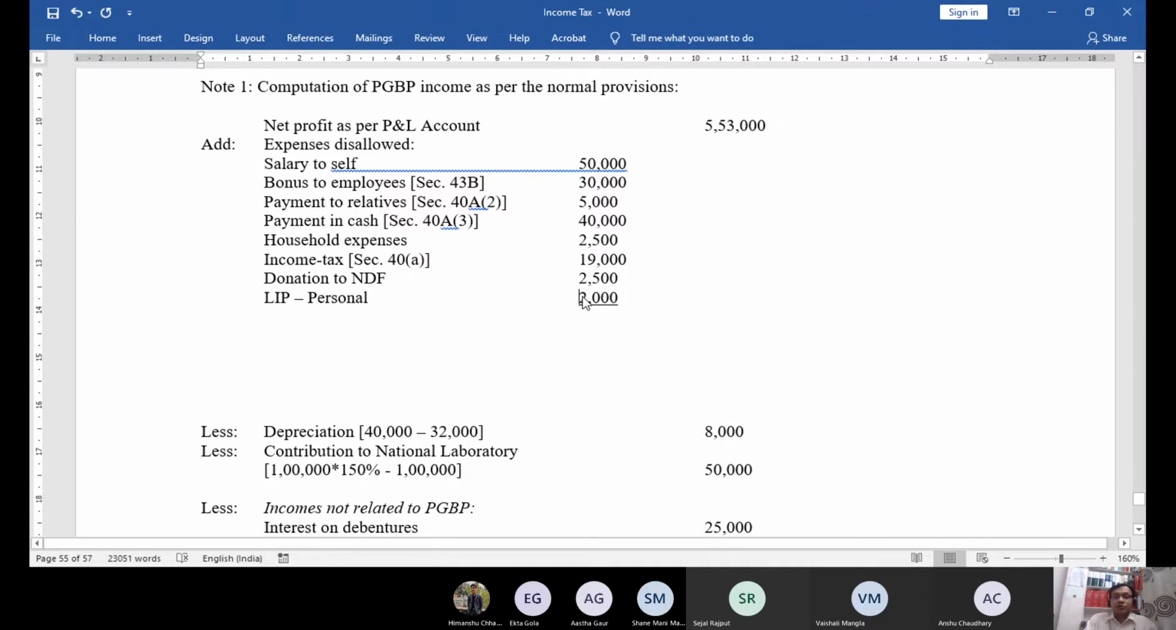Provision for bad debt I failed to show. Can you see this provision for bad debt? I failed to write provision for bad debt. 2,000. I forgot to write it. Now, can you tell me how much is this amount? One lakh 53,000.